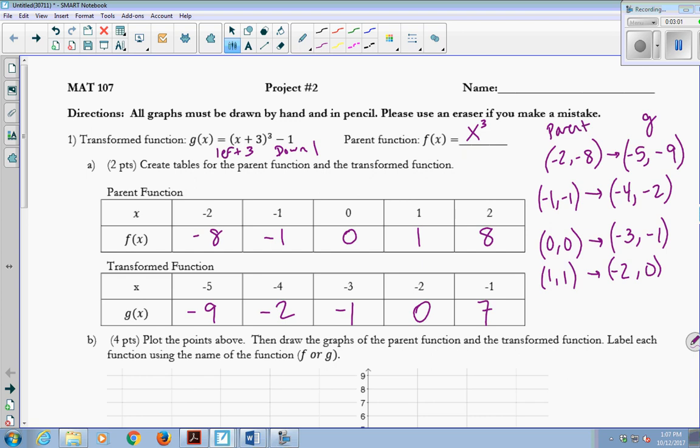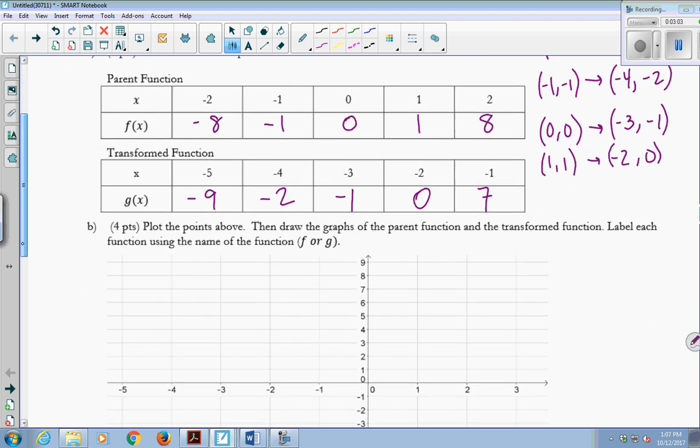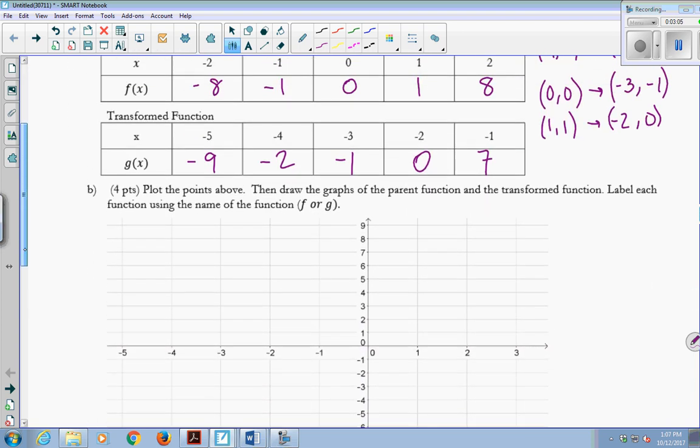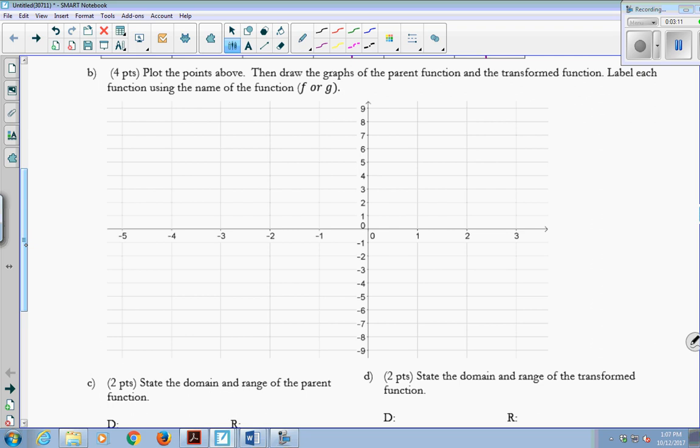And then I'm supposed to plot all of it, both F and G. All right, I'll do F in black. Negative 2, negative 8. Negative 1, negative 1. 0, 0. 1, 1. 2, 8. So this is the graph of f(x) = x cubed.